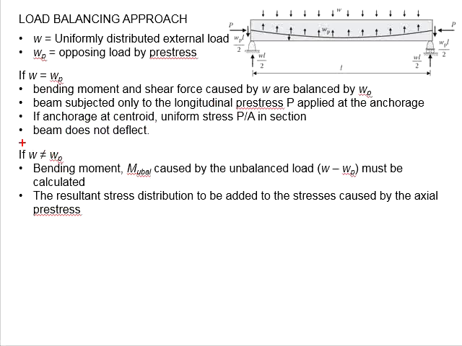In the case that the UDL load is not equal to the opposing load caused by the prestressed tendon, then the bending moment caused by the unbalanced load, which is the difference between W and WP, must be calculated. Then you need to calculate the resultant stress distributions across the sections and check if the stresses have exceeded the tension and the compression limits.